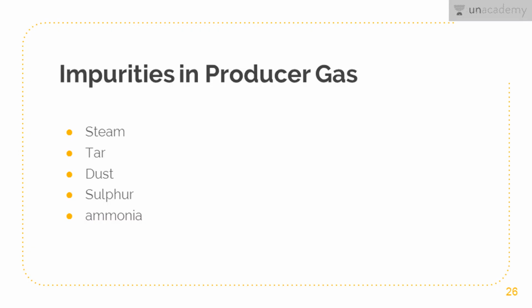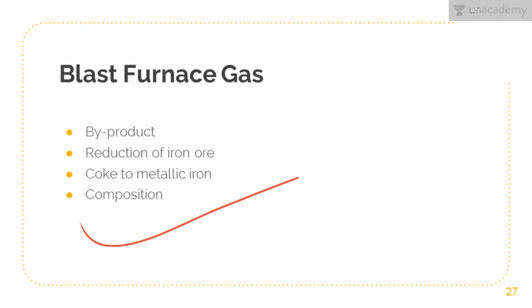So what are the impurities in producer gas? The impurities are as follows: steam, tar, dust, sulfur and ammonia. Steam lowers the flame temperature. Tar increases the flame temperature. Dust would foul and choke the gas mains. Sulfur can cause corrosion and pollution. And ammonia can cause an endothermic water gas reaction.